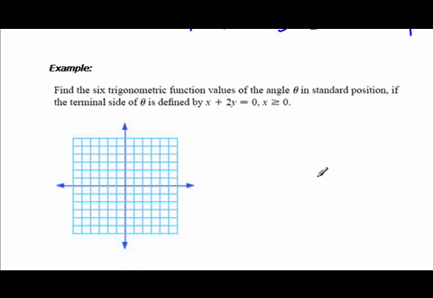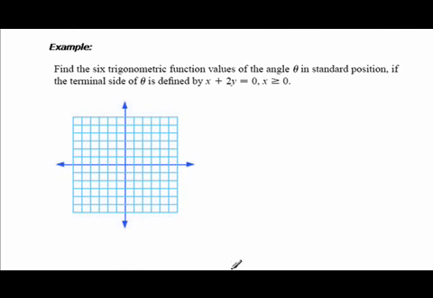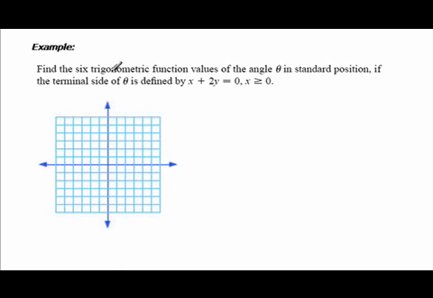Again, another example of this, slightly worded a little bit differently. Notice here, you are not given a specific point. It says here, find the 6 trig functions of this angle theta in standard position if the terminal side is defined by this line, and also x has to be greater than or equal to 0. Now don't draw anything yet until I tell you to.